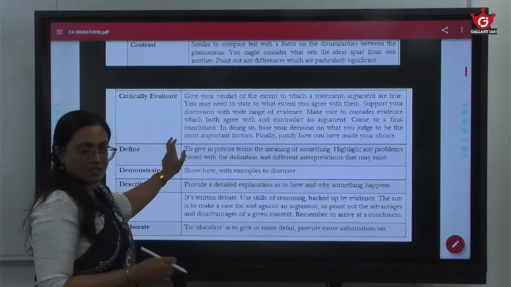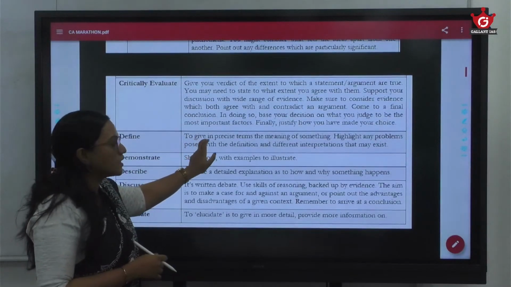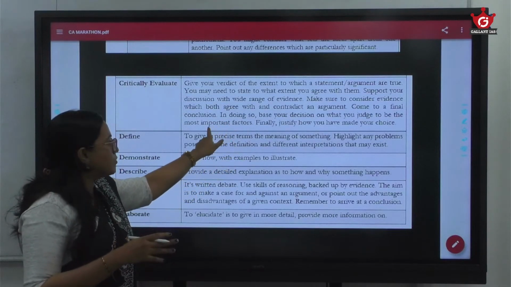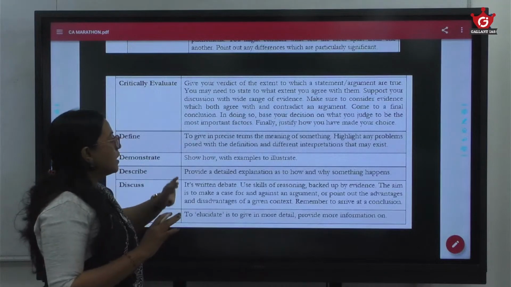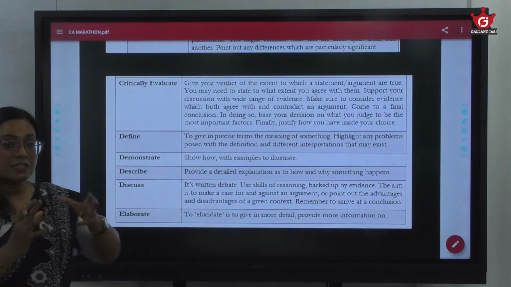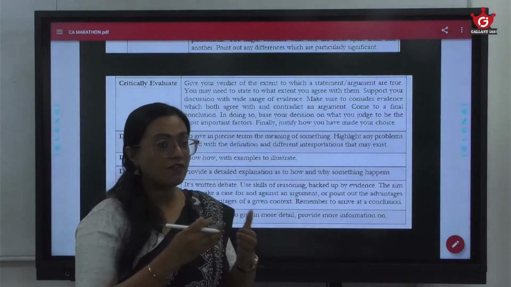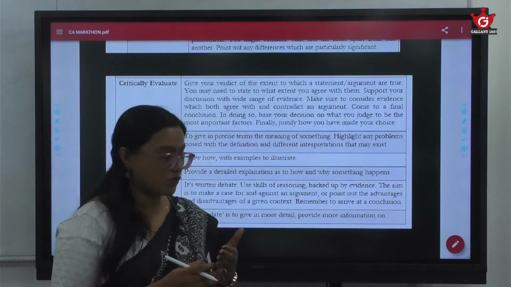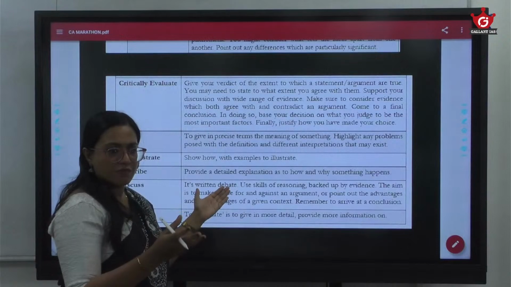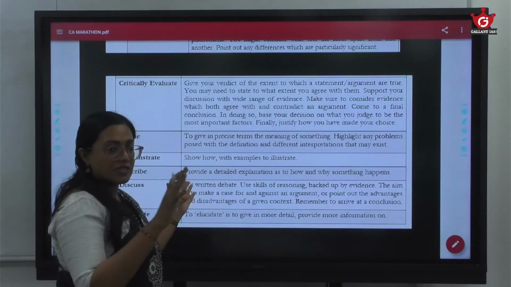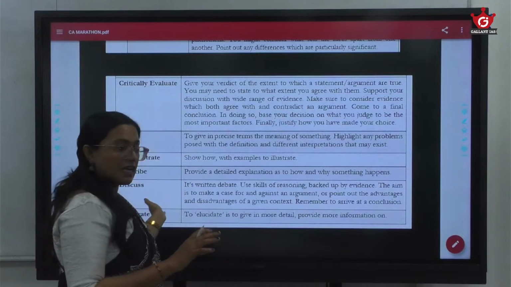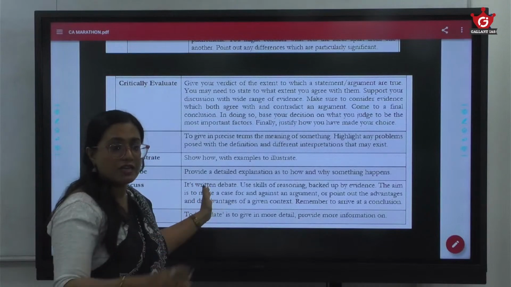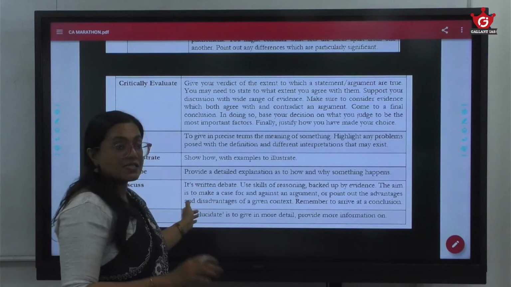Now critically evaluate. You are evaluating the statements in a critical way. So after the critical assessment, you should come to a final conclusion. And justify, that's the justification you have given in your answer. Justify why you made such a choice. That is the critical evaluation question. Define, you are defining the terms, the meanings of the statement. Demonstrate, with examples, you are illustrating the answers. Describe is also more or less the same as define, but the difference is that in description, you are elaborating your answer.